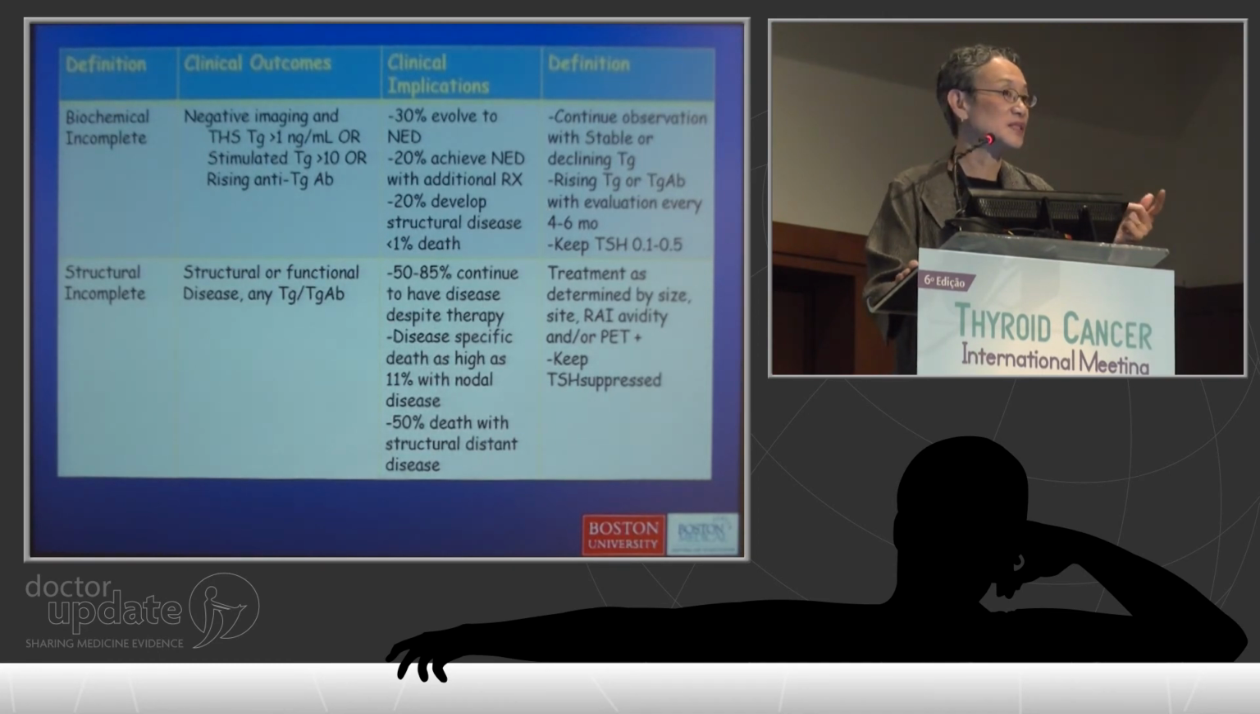So maybe every 6 months you're going to measure things. And then you're going to keep your TSH, again, not completely suppressed, but somewhere in the 0.1 to 0.5 range.